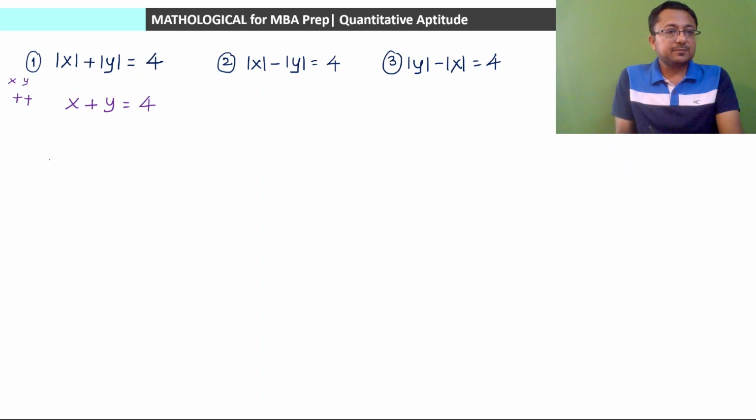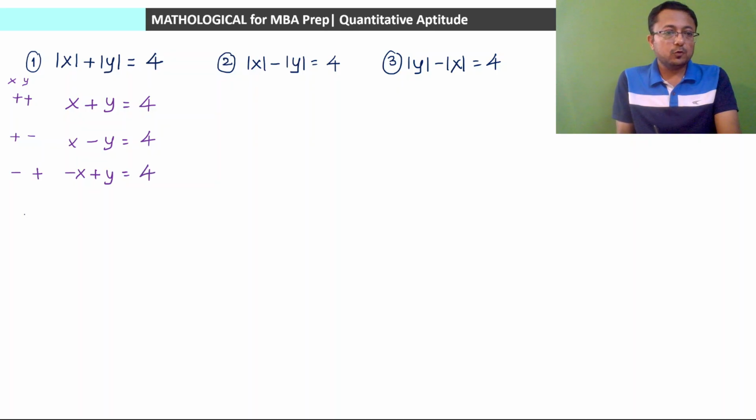And when x is positive and y is negative, x will open with a positive sign, but y will open with a negative sign. So the equation will be x minus y is equal to 4. When x is negative and y is positive, mod of x will open with a negative sign. So this will be minus x plus y is equal to 4.